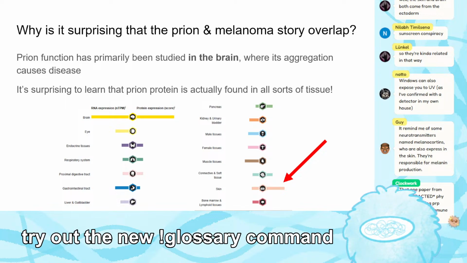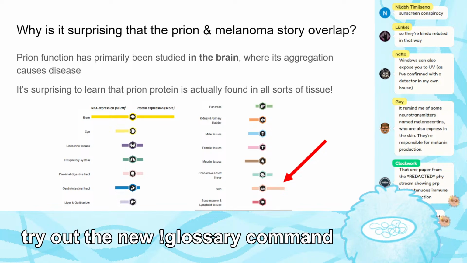Okay. It reminds me of some neurotransmitters called melanocortins, who are also expressed in the skin. They're responsible for melanin production. Interesting. So there is a good bit of overlap then. That's really surprising.